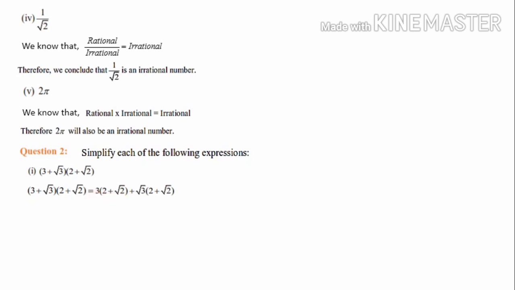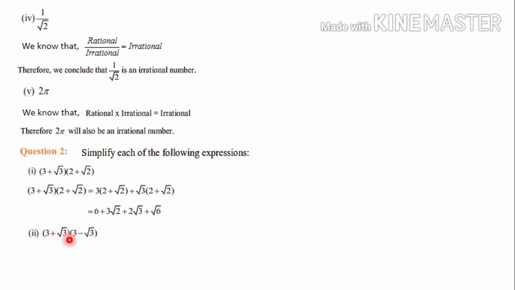Again here we have to remove the bracket, that is 3 into 2, that is 6. 3 into root 2, that is 3 root 2. Again here root 3 into 2, that is 2 root 3, plus root 3 into root 2, that is root 6. So here there is no more calculation, just keep it as it is, because 3 root 2, 2 root 3, we cannot do anything, just keep it as it is.